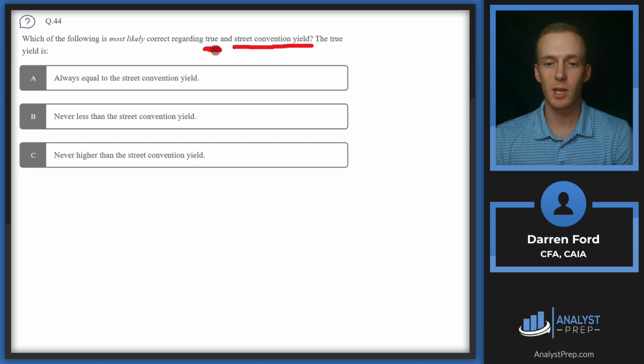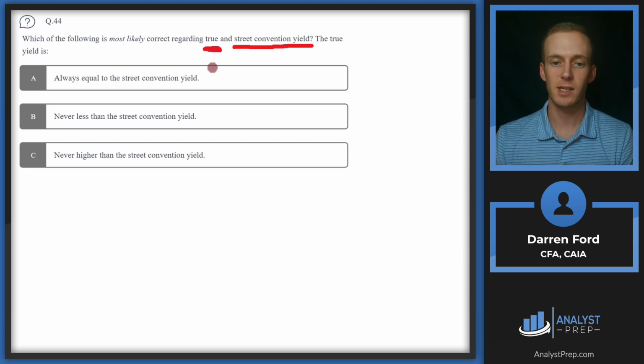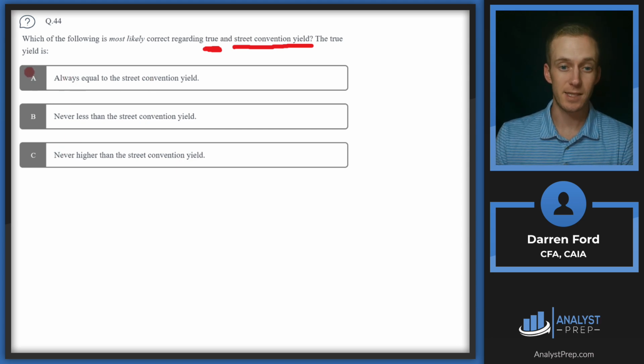So if the payment does come on a holiday and we get paid later, that's going to lead the yield to be lower potentially. It's going to be pretty minuscule, but looking at our answers here, it's not always going to be equal. If that payment falls on the holiday, it could end up being a little different. Never less than the street convention yield? It's not going to be higher because we're getting the payment later, so that would be discounted at more days, so it's going to be a lower number. So never higher than the street convention yield. This is going to be correct. It'll always either be equal if none of the payment days fall on a weekend or holiday, or it could be just minimally less. So we'll go with C.